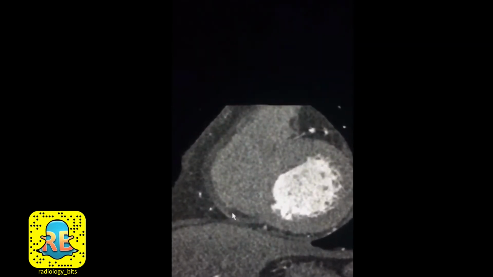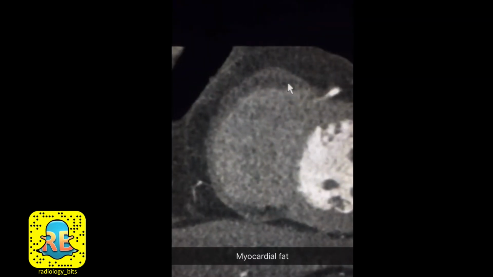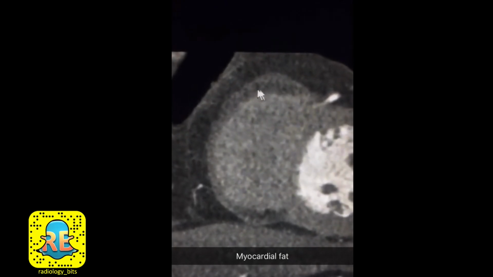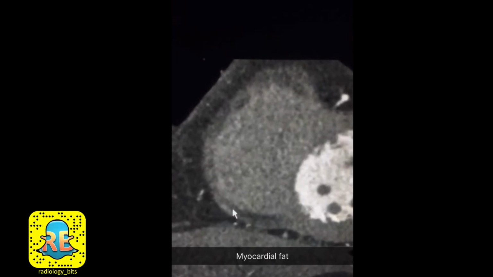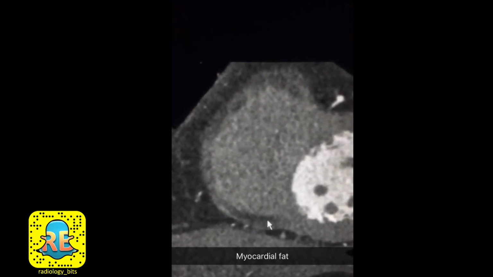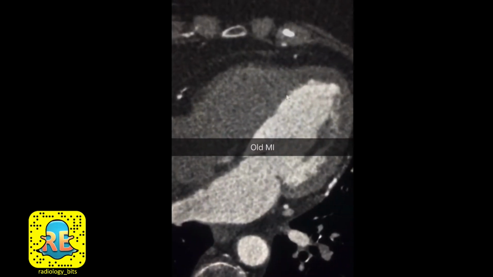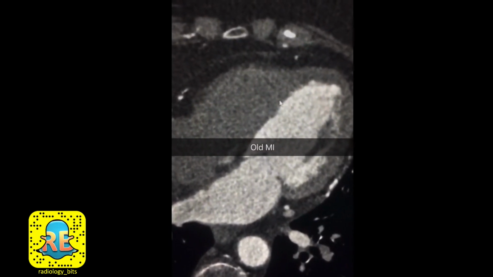You could see some intramyocardial fat, and if we scroll back and forth, you could appreciate that even better. Here's a magnified image where you could see lots of fat within the right ventricle. So this is fat within the myocardium. Now, what are the reasons to have fat within the myocardium? The commonest reason is an old myocardial infarction.